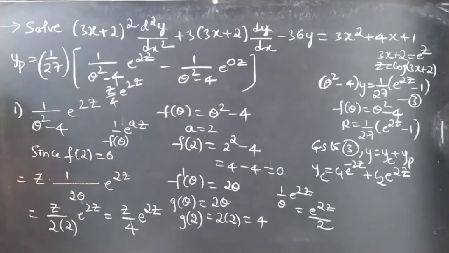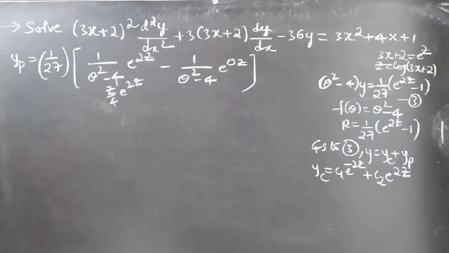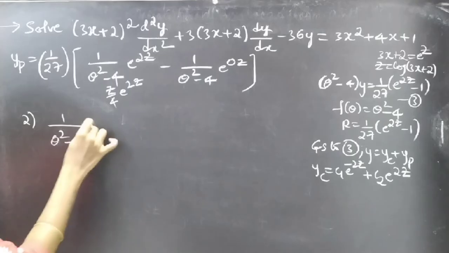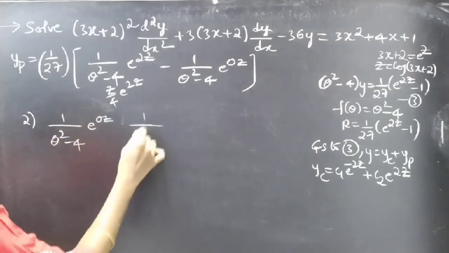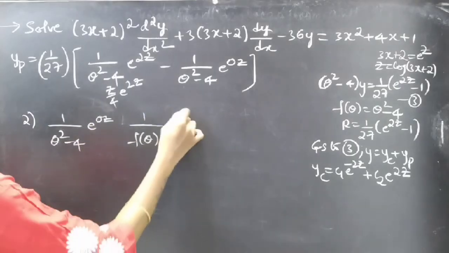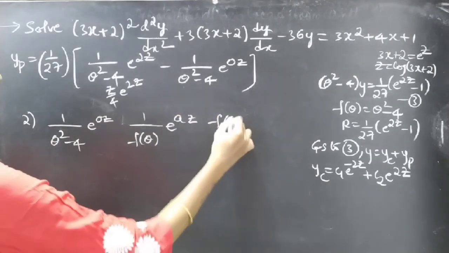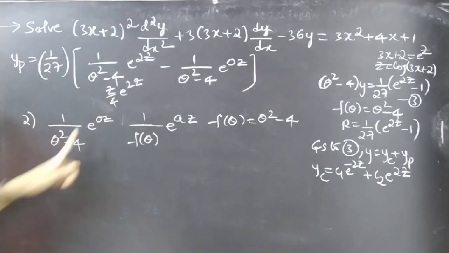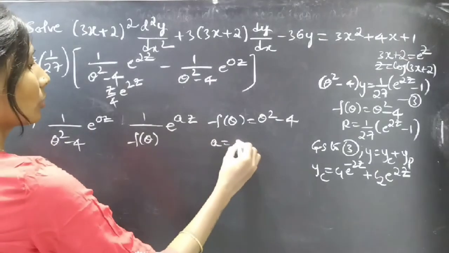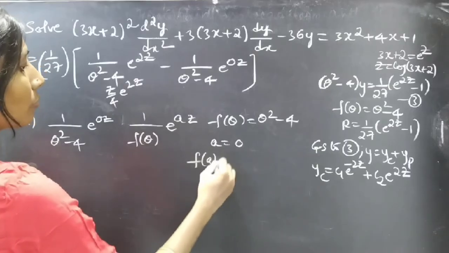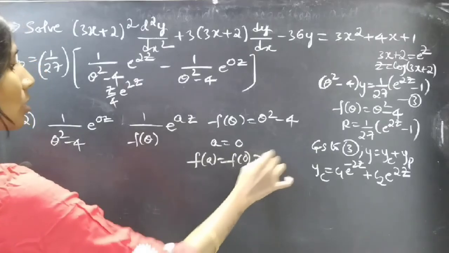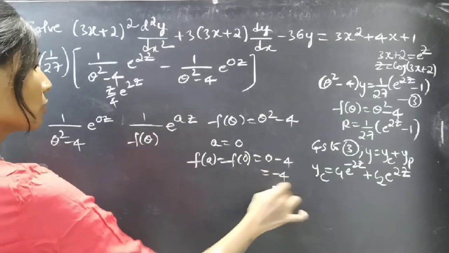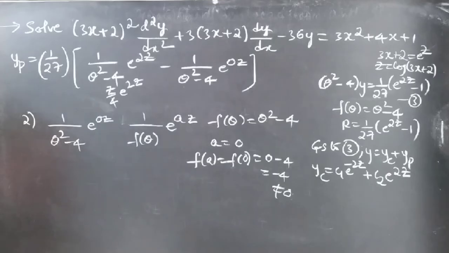Now coming to the second term: 1 by theta square minus 4 into e power 0z. This is of the type 1 by f of theta into e power az. Here we have f of theta equal to theta square minus 4, right? Now for a equal to 0, we'll find f of a, that is f of 0. Just substitute theta equal to 0, you'll get 0 minus 4, which is minus 4, which is non-zero, right?